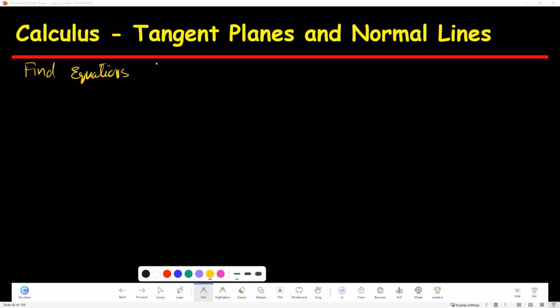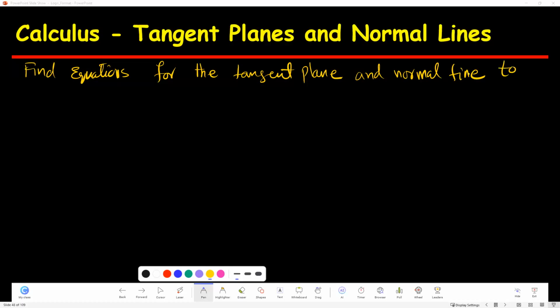Find equations for the tangent plane and normal line. A particular function is given: x squared plus 4y squared plus z squared equal to 12 at some point.